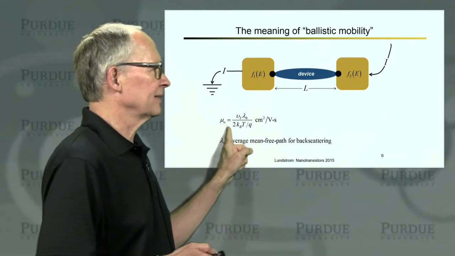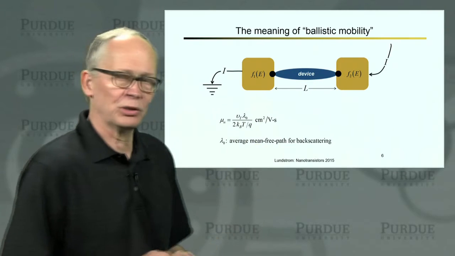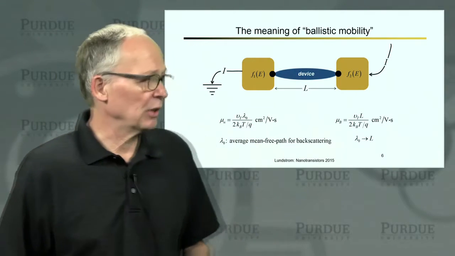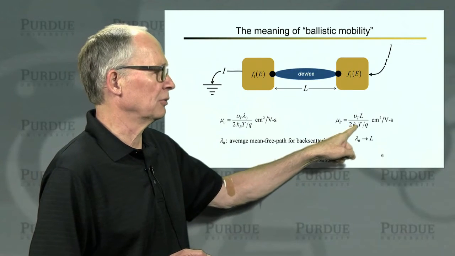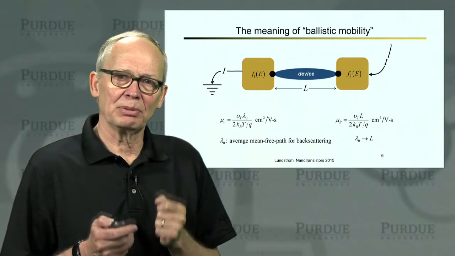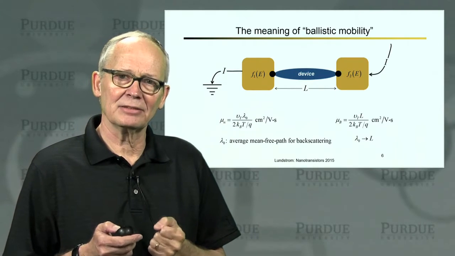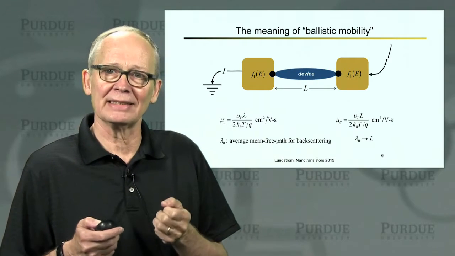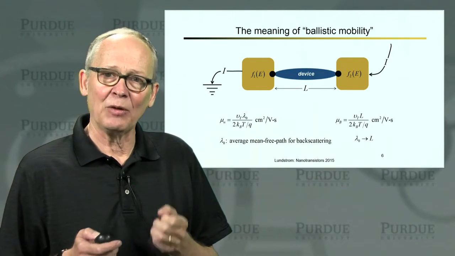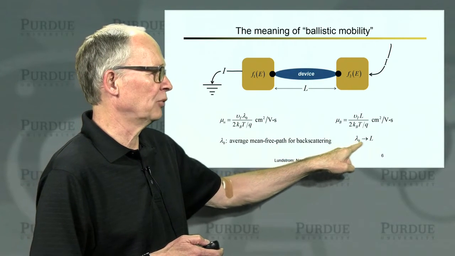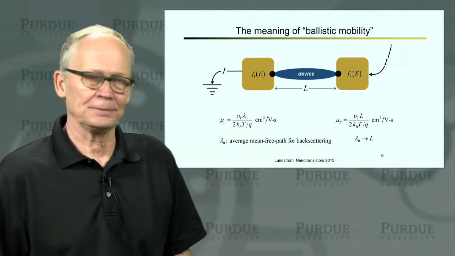So it makes sense to say that the mobility is proportional to the mean free path for backscattering. Now, if we look at this quantity that we've derived, this ballistic mobility, all we've done is to replace this average distance between backscattering events that an electron would experience in a bulk semiconductor. Now we're in a nano device. We've just replaced that average mean free path by the length of the channel.